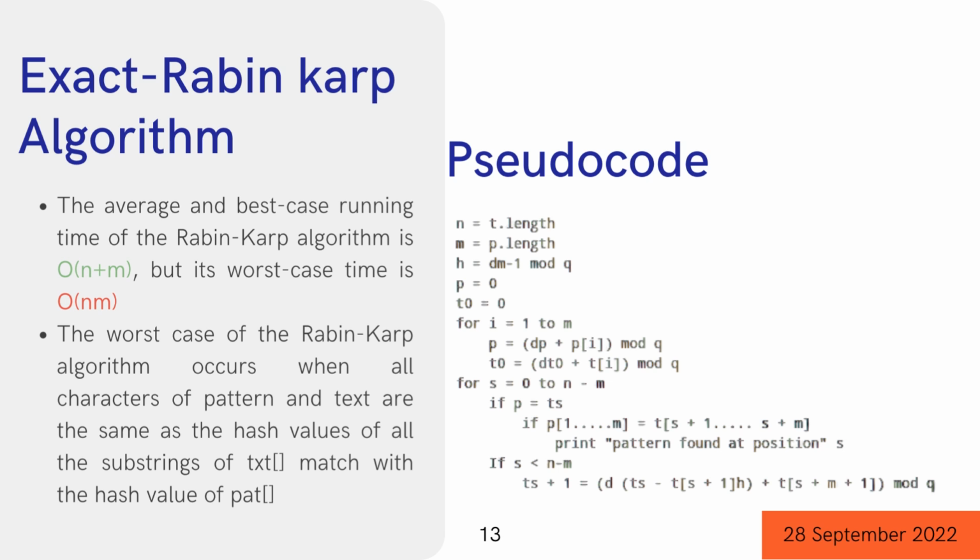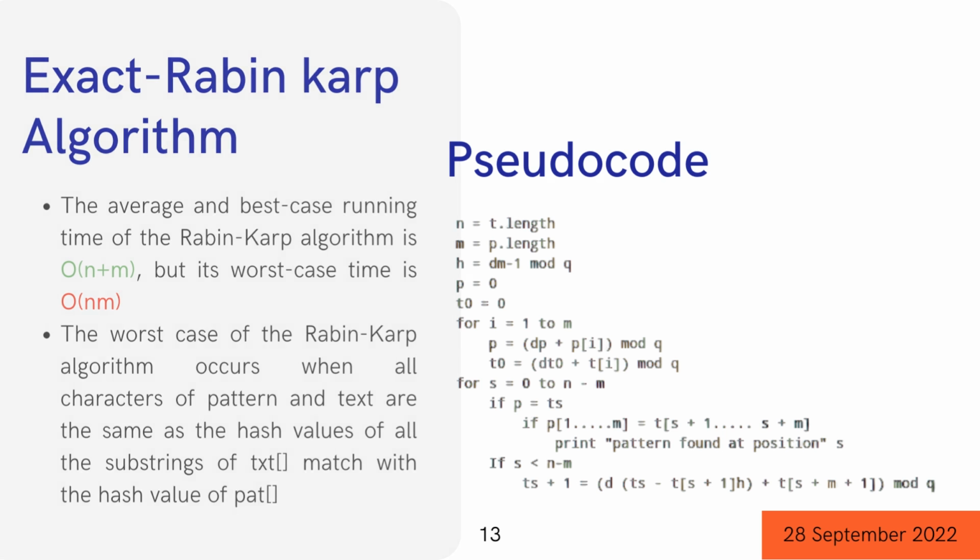The worst case of the Rabin-Karp algorithm occurs when all characters of the pattern and text are the same, as the hash values of all the substrings of the text match the hash value of the pattern.